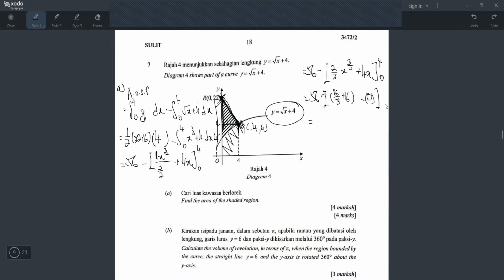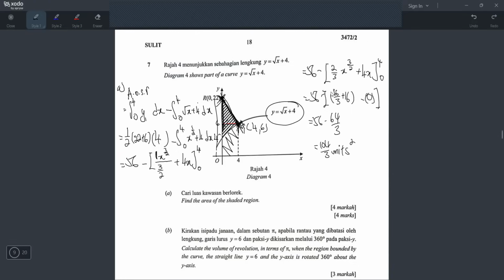Okay, 16 over 3 plus 16 minus 0. Let's press. 16 over 3 plus 16 minus 0. 64 over 3. And then 56 minus answer. Okay, my calculator give me 104 over 3, right? So that should be the answer for A. And don't forget to write unit square.